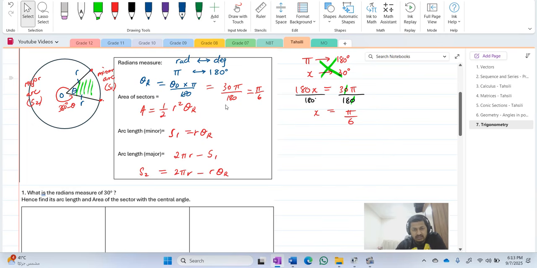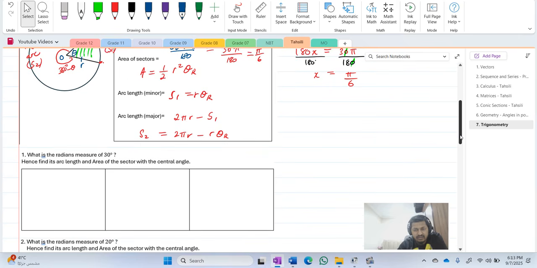What is required for this section is area of sectors, which is half r squared theta. Arc length, minor arc is r times theta in radians, and the length of the major arc is basically 2 pi r minus r theta. Now let's have a look at some of the questions that we can do.